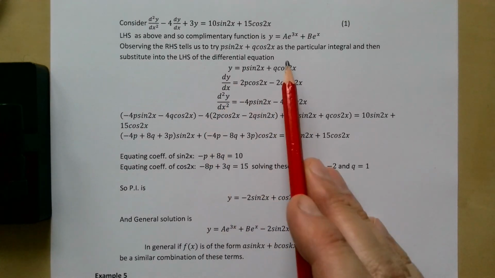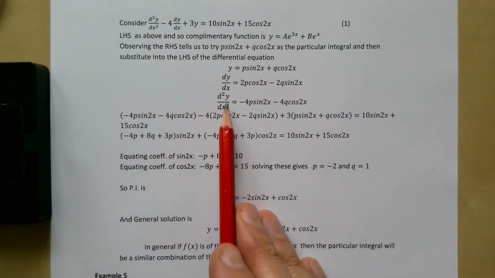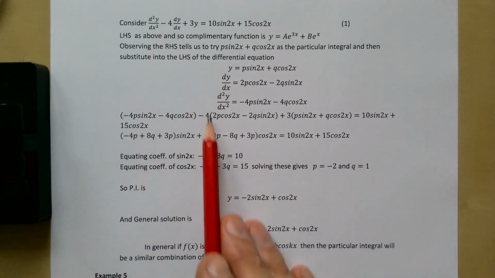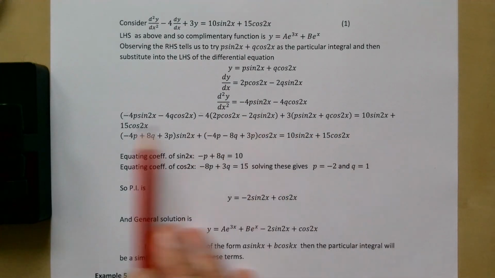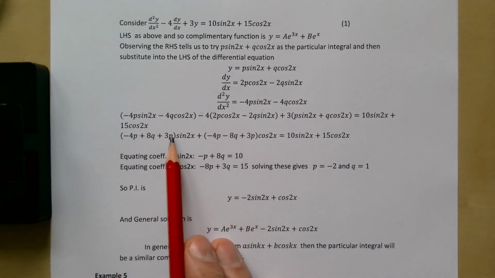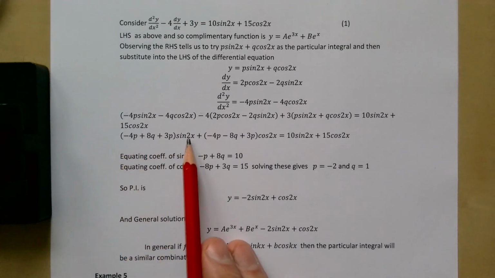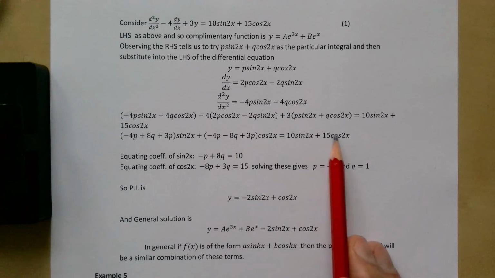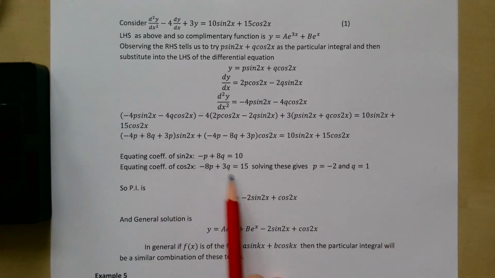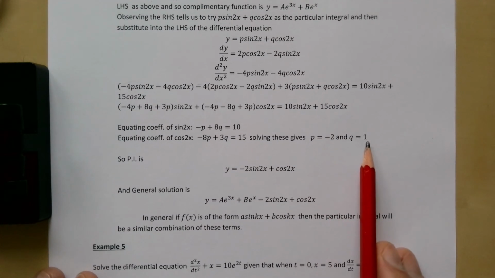Substituting all this in starts to get a little bit messy, but we have this, so d2y by dx squared is this bit here. Take away 4 lots of dy by dx plus 3 lots of y equals 10 sine 2x plus that. If we get the things with sine 2x in them, we have minus 4p plus 8q plus 3p, which is this sine 2x bit here, and then for the cos 2x part, minus 4q minus 8p plus 3q gives us the 15, and we end up with two equations, two unknowns that we can solve, which gives us, I'm not going to do it now, p equals minus 2 and q equals 1.